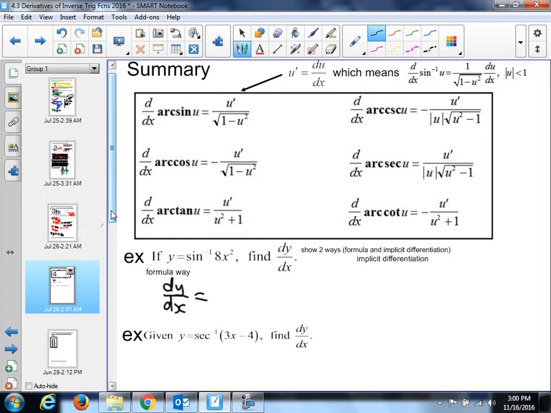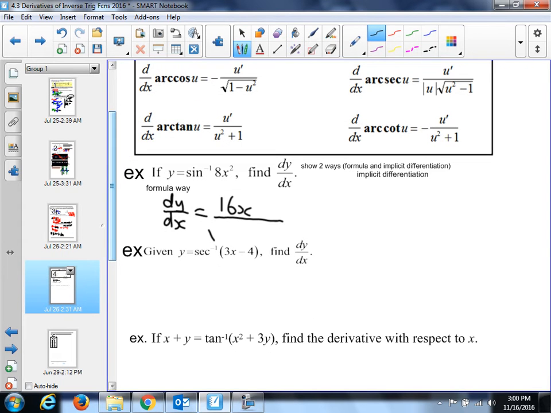Well, what's the u prime? The u is the inside, right? What's inside there? 8x squared, right? So what's the u prime, what we're going to put on here? We're going to have 16x, yeah. So 16x. That's the top. And then the bottom, 1 minus whatever the u expression is, squared, under a root sign. 1 minus 64x to the 4.